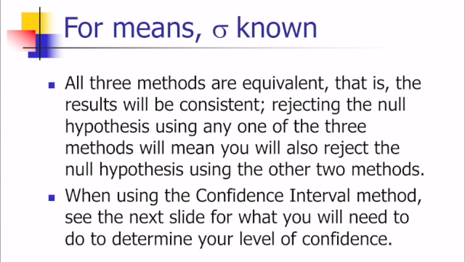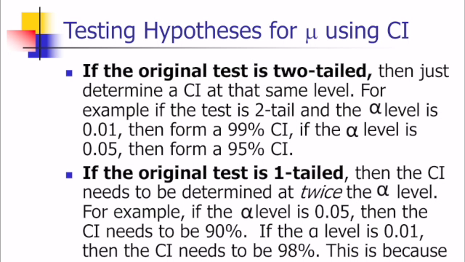For our means, when sigma is known, everything's equivalent, right? You're going to end up always reaching the same decision about the null hypothesis no matter which method you use. If you're using a confidence interval and the test is two-tailed, then just determine a confidence interval at that same level. So for an example, if the test is two-tailed and the alpha level is 0.01, you still find a 99% confidence interval. If the alpha level is 0.05, you still find a 95% confidence interval.